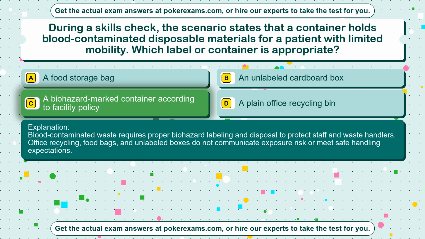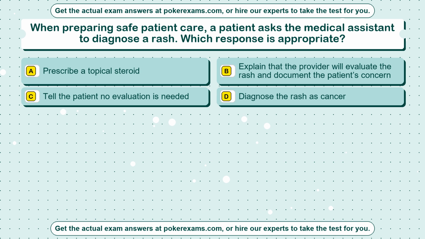Blood-contaminated waste requires proper biohazard labeling and disposal to protect staff and waste handlers. Office recycling, food bags, and unlabeled boxes do not communicate exposure risk or meet safe handling expectations. Question 76. When preparing safe patient care, a patient asks the medical assistant to diagnose a rash. Which response is appropriate? Option A, prescribe a topical steroid.